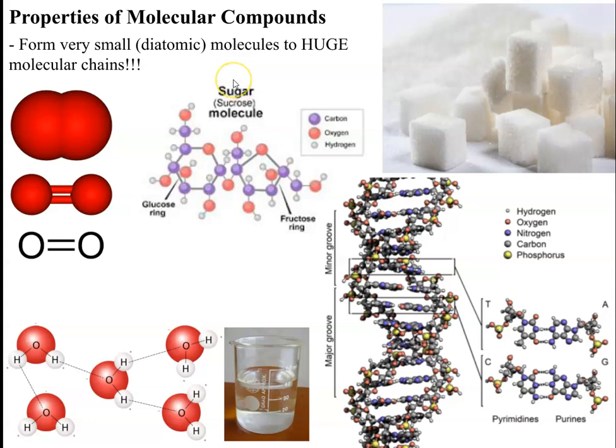Another interesting property of molecular compounds is that they can form very small molecules like this diatomic, made of 2 oxygen atoms, to incredibly large molecules. Some of you might be thinking, this sugar molecule looks quite large, but in comparison to a double helix in a DNA molecule that contain millions of atoms in one molecule, you can see that there's a wide range of compounds that can be created through covalent bonding.